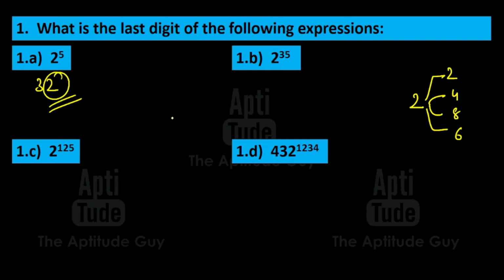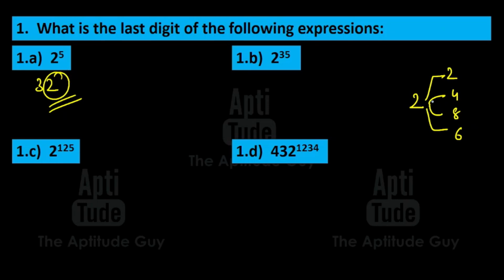Now we have 2 to the power 35. That is a huge number. For this, we will need the power cycle. Now let's see how we use the power cycle over here. First of all, let us try out 2 to the power 5 with the power cycle, since it's a very easy thing and we absolutely know that the answer is 2.